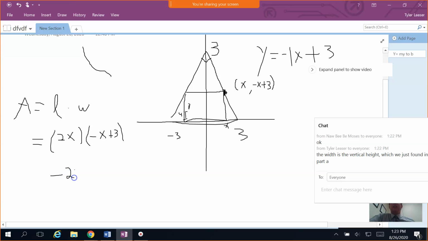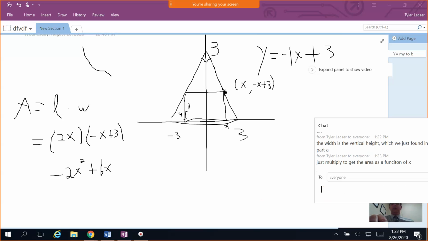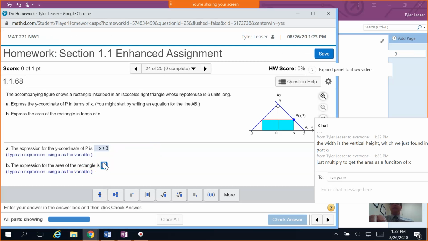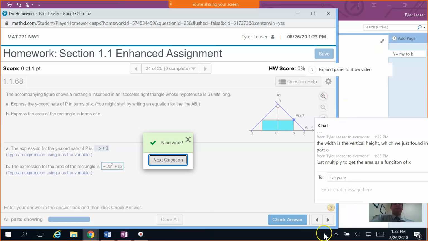So this says that the area is going to be negative 2x squared plus 6x. So just multiply to get the area as a function of x. And then just to type this in, so negative 2x squared plus 6x, if I want to see if that is the answer here, negative 2x squared plus 6x. And there we go.